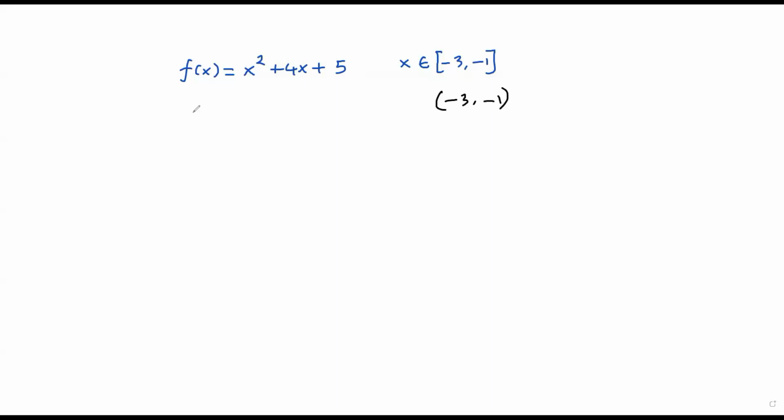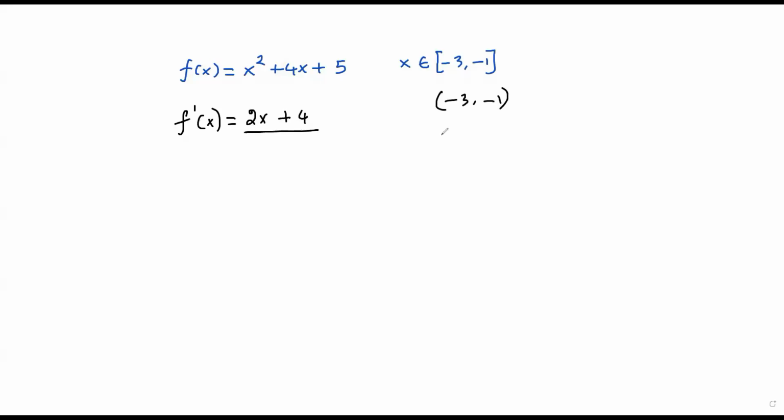So let me find the first derivative of this function. The derivative of x squared with respect to x is 2x, and the derivative of 4x is just 4, and the derivative of this constant is 0. So f prime of x is defined. The f prime of x, 2x plus 4, is defined for all real values of x.